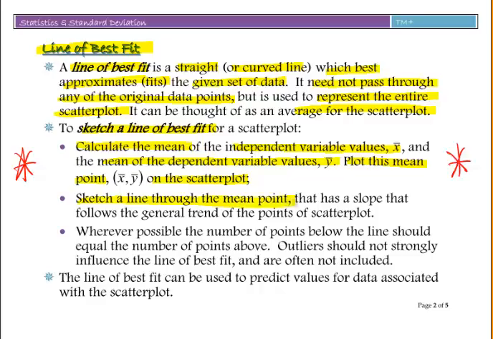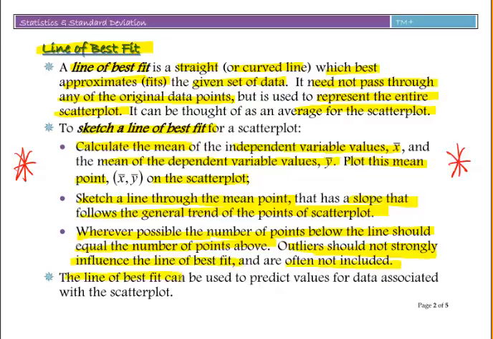Now sketch a line through the mean point that has a slope that follows a general trend of the points of the scatter plot. Wherever possible, the number of points below the line should equal the number of points above the line, so you're going through the middle. Outliers should not strongly influence the line of best fit, and they're often not included.